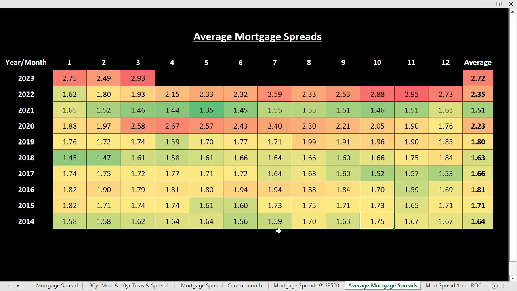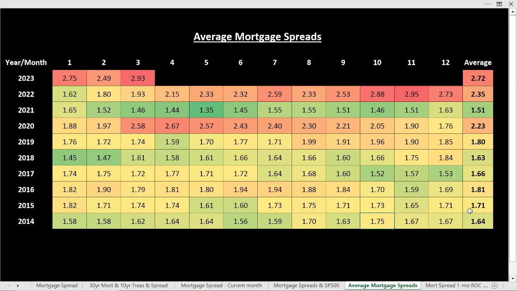The green squares over here show us the relatively low mortgage spreads. Notice in 2014, 1.64% average. 2015, 1.71%. By the way, going back many, many years, the overall average mortgage spread is around 1.7%. So when you see numbers below 1.7%, it means we're under the average, which means the stock market is, generally speaking, outperforming its average because stocks go up and mortgage spreads go down.